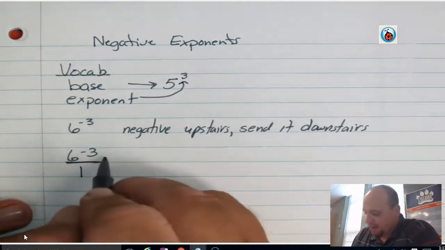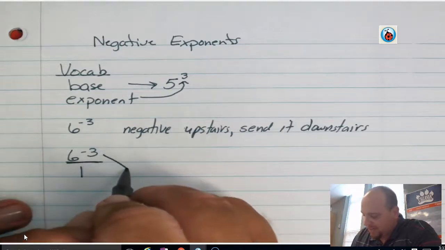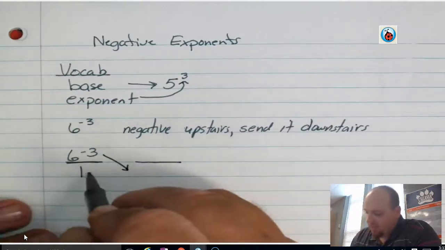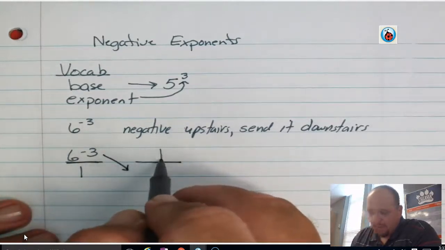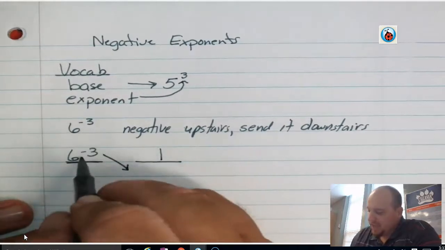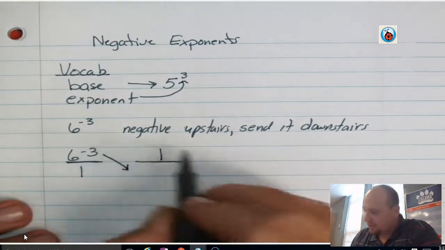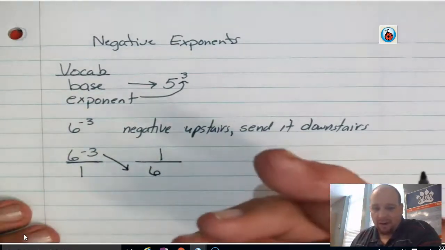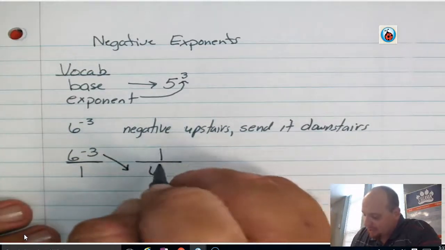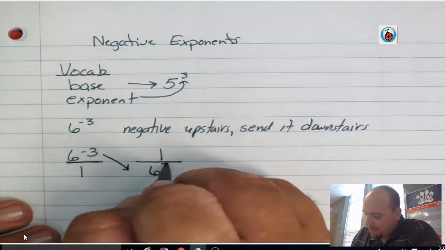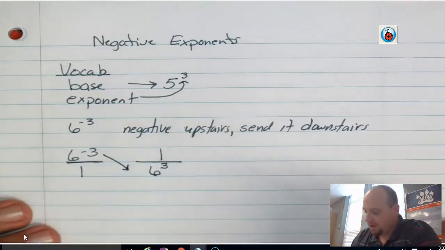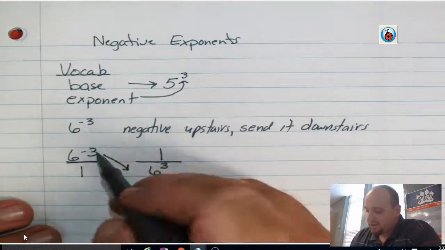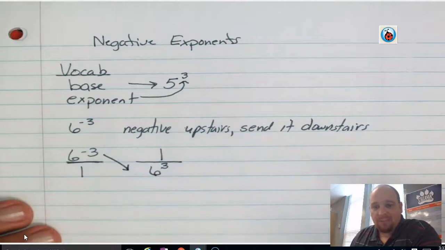So when there's a negative up there, I'm going to take it and send it downstairs. Notice I'm going to draw my line here. And now that 1 is going to come upstairs, so that 1's going to be up here. And that 6 to the negative 3rd is going to come down here. However, when I move it downstairs, I don't just write 6 to the negative 3rd. This is going to allow me to get rid of that negative 3 and make it a positive 3. So now I really have 1 over 6 to the 3rd power. So really what negative exponents mean is that it's a fraction.